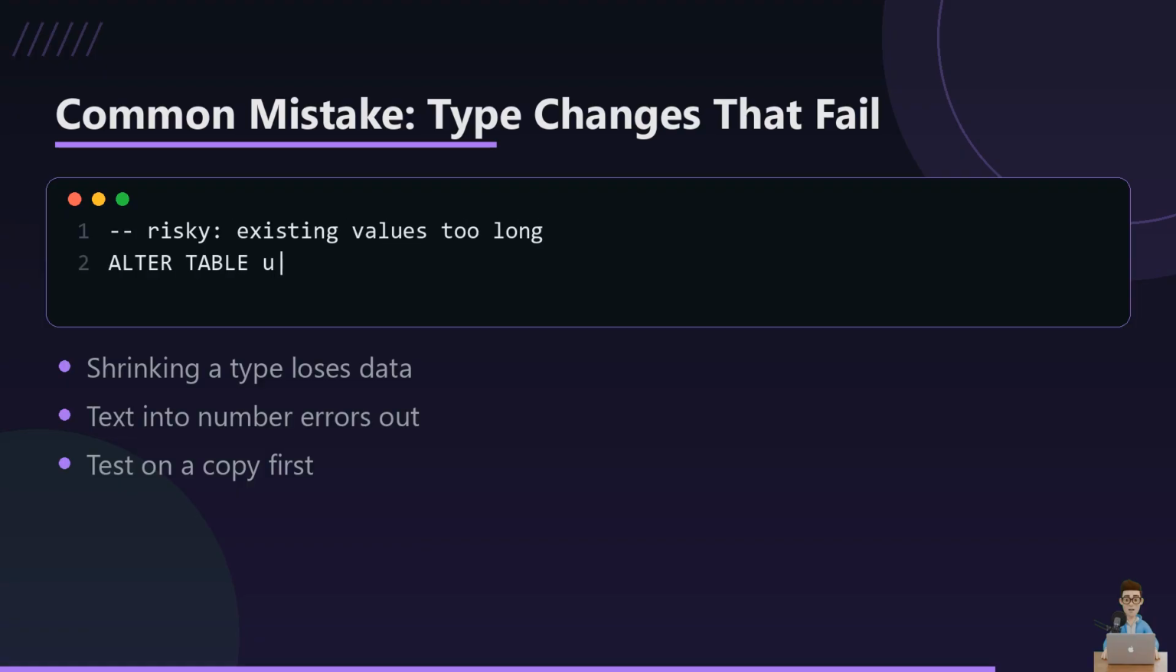Changing a column type sounds harmless until the existing data doesn't fit the new shape. If a column holds emails and you shrink it to 5 characters, the database either errors out or chops your data. Notice the danger. The command looks fine, but your stored values decide whether it survives. Test it on a copy before you trust it.